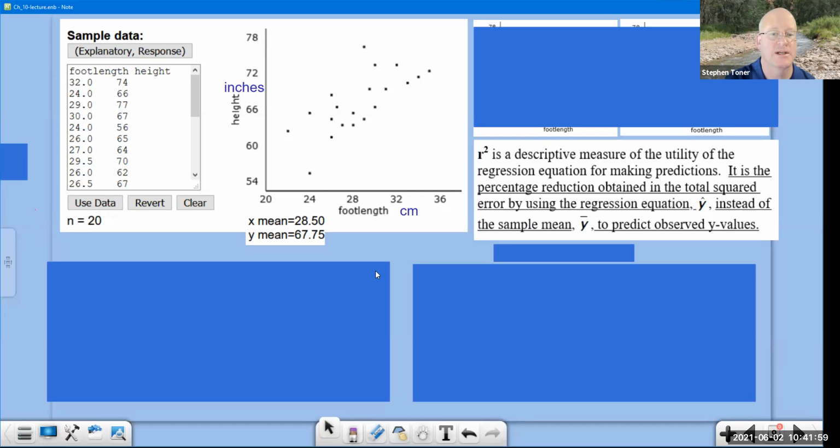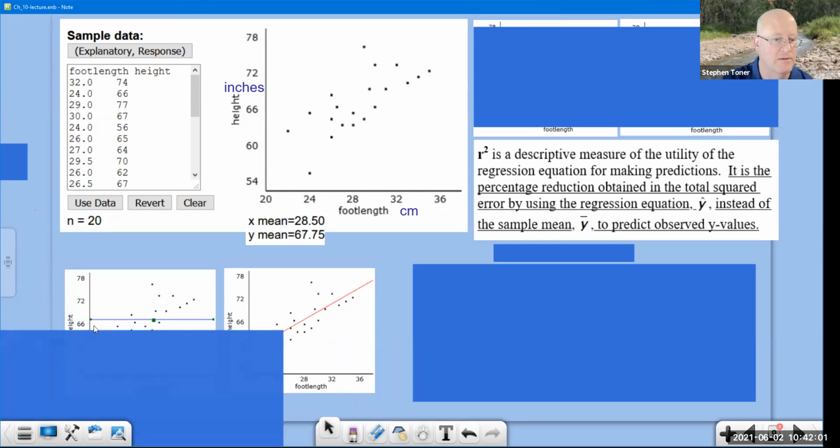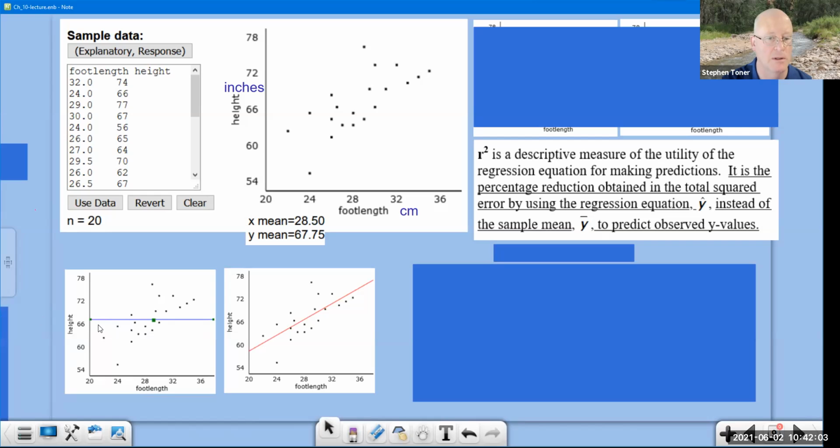Now, I want to present to you two different models. The first model in blue is a mean height type of graph. Okay, this is our graph using y bar as a prediction. And the second one is using a regression model, y hat.